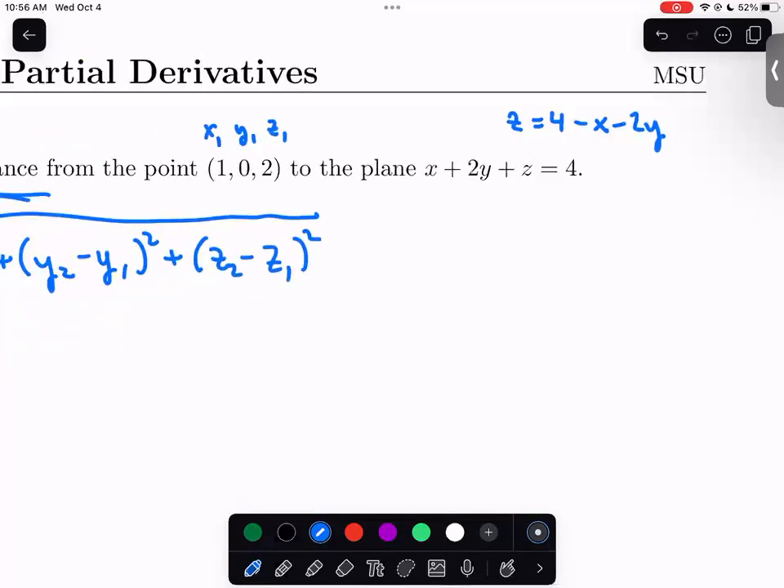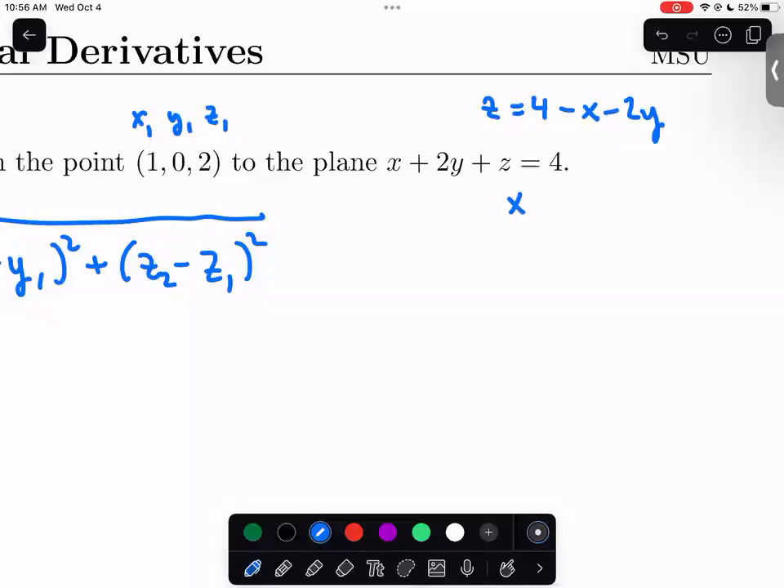So I'm going to let my x2 just be equal to the variable x. Again, I don't know what it is yet. y2 is going to be equal to just y, a variable. But then z2 is going to be equal to, we want to make sure that it's on the plane, so we could do this 4 minus x2 minus 2y2 here. So that forces us to be on the plane.